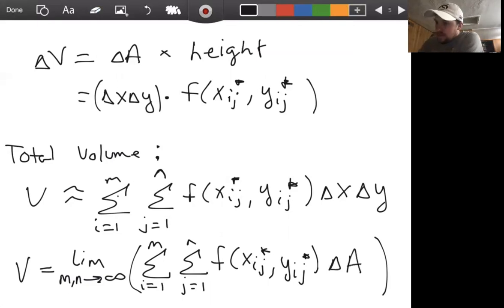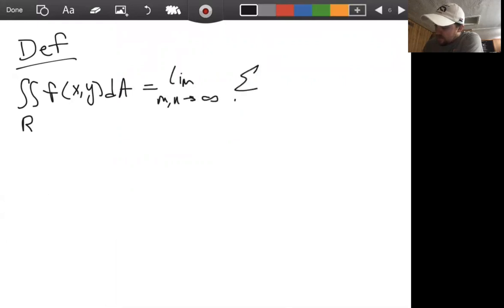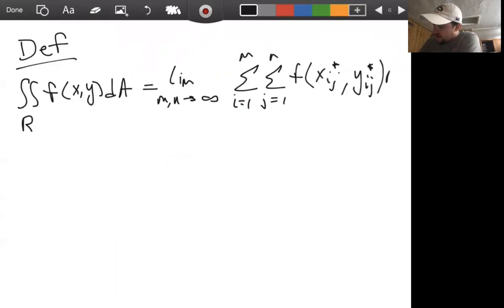And now we have a definition of the integral. The integral over the region R of the function f of x, y is exactly the limit as m and n go to infinity of the double sum from i equals 1 to m, j equals 1 to n of f of x_ij star, y_ij star dA. And so this is how we define the double integral.